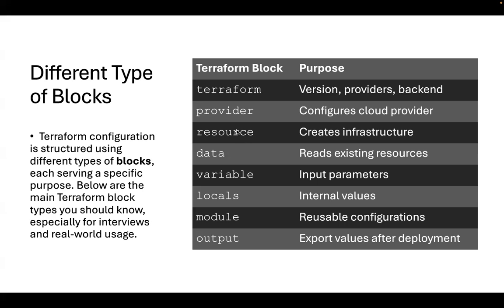Data block is used when there is already a network thing. They have created a VNet, and then you have to use it. They gave you the details, since the VNet is already created, so you use this data block. Similarly, the variable block we use to parameterize things.